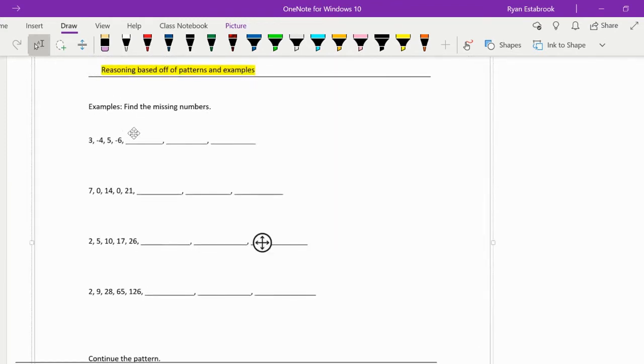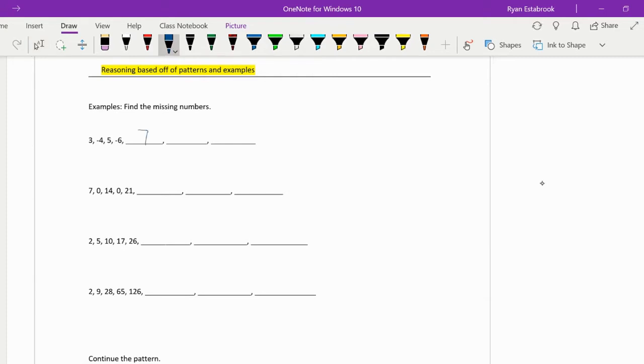I would go ahead and pause the video and see if you can figure out the numbers that go in these different blanks. And when you're ready, you can go ahead and return to the video. I'm assuming that you've had a chance to work on them.